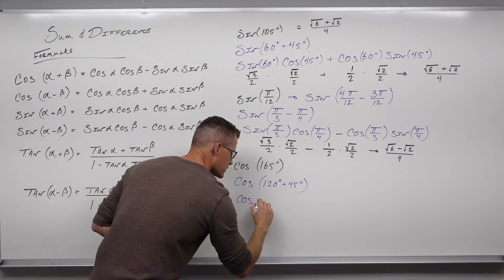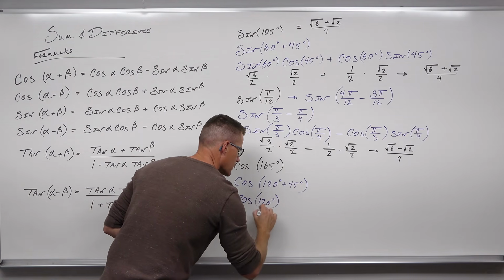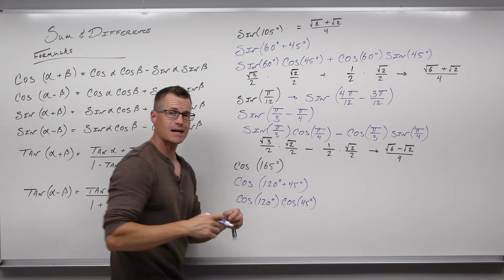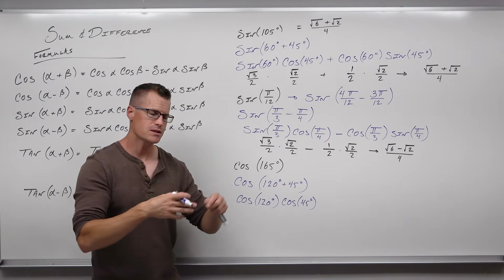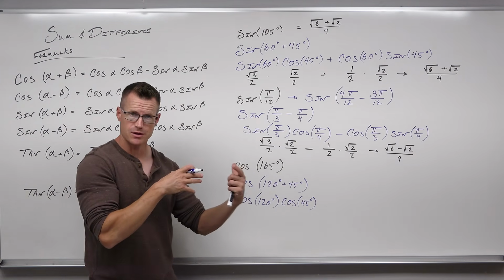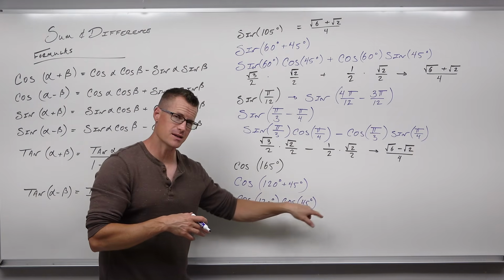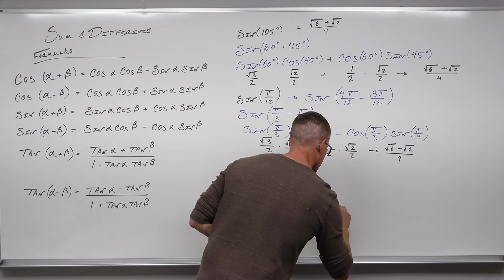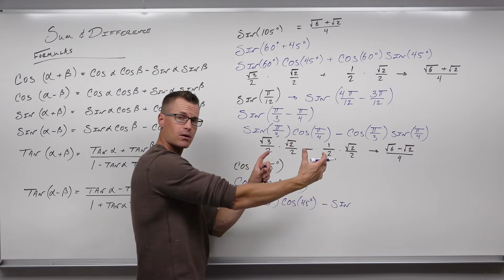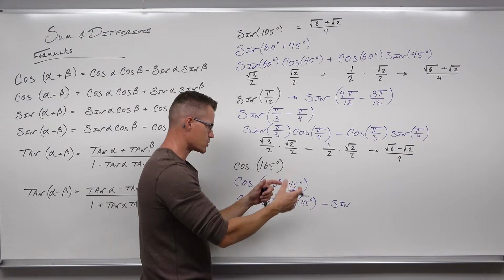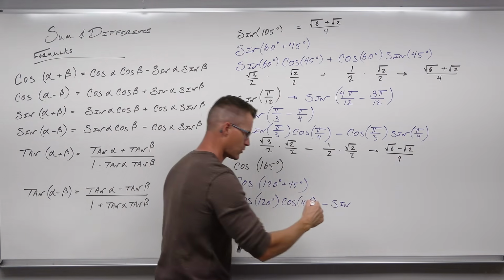Cosine of the first, cosine of the second. Cosines always pair with cosines, and sines pair with sines. Sum and difference formulas also have a different sign. So if that's plus there, it's going to be minus there. And then we pair our sines up: the sine functions of 120 and 45.